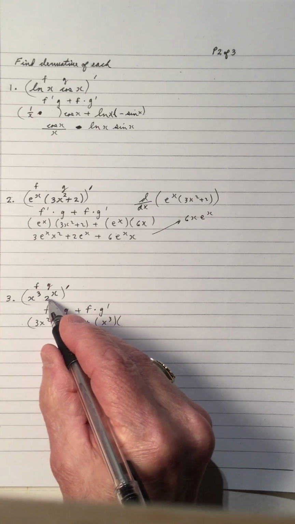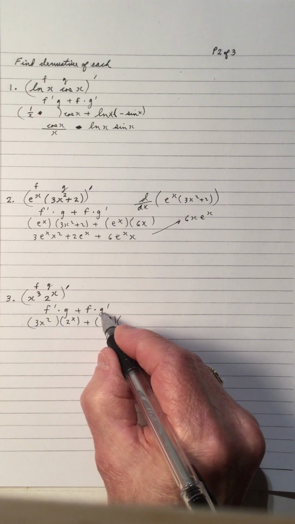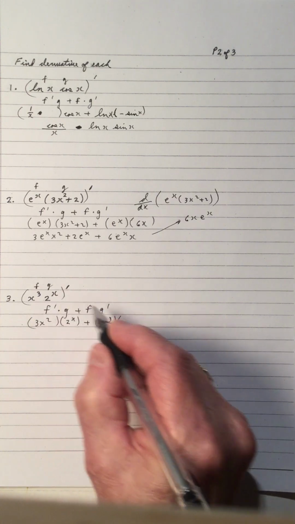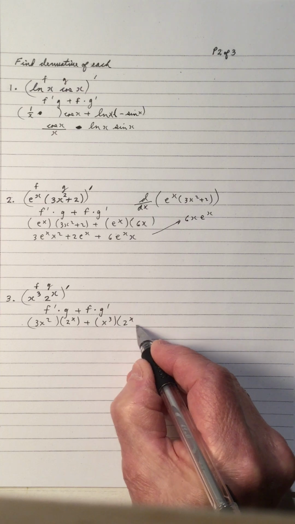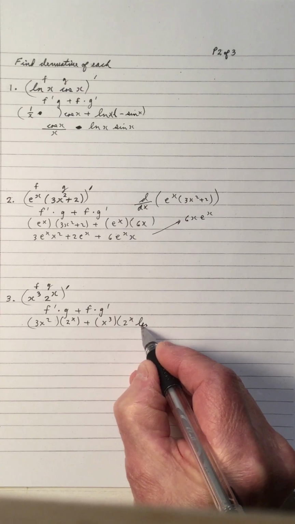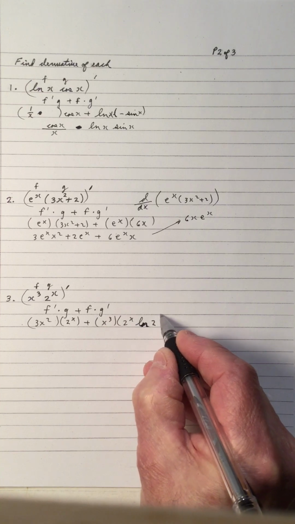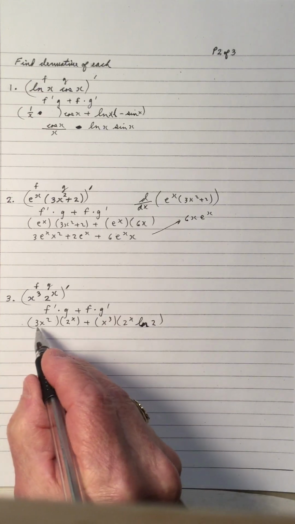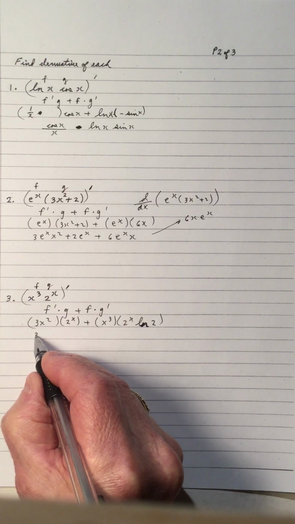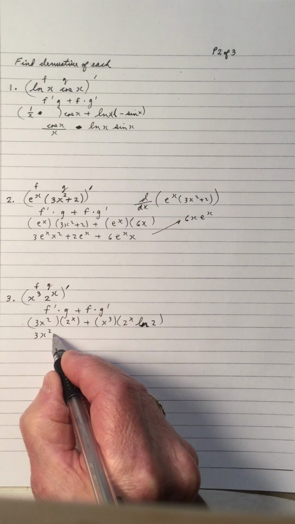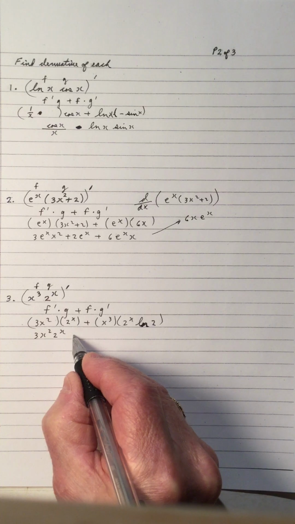And the derivative of 2 to the x, derivative of g, g is 2 to the x, that's 2 to the x, oh, ln, spell it right, ln 2. And so multiply this, so we get 3x squared 2 to the x.